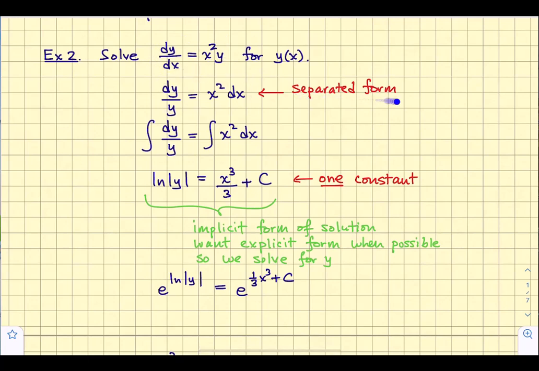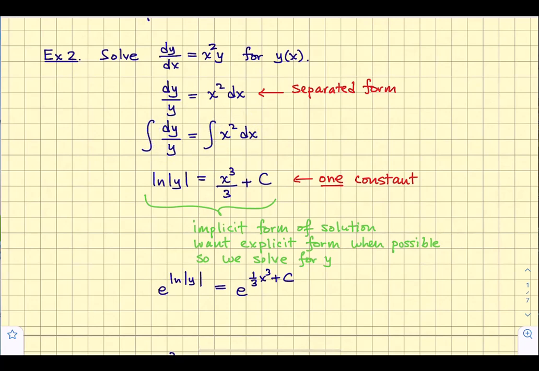This is called the separated form because the dependent variable, along with its differential, is separated from the independent variable along with its differential. And if you can put a differential equation in this form, then we call this a separable differential equation, and this is the separated form. Now, the nice thing about being able to put a differential equation in separated form is we can just anti-differentiate both sides. Notice this is an antiderivative with respect to y. This is an antiderivative with respect to x.